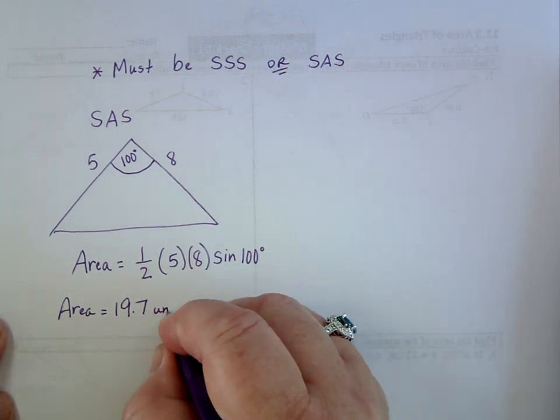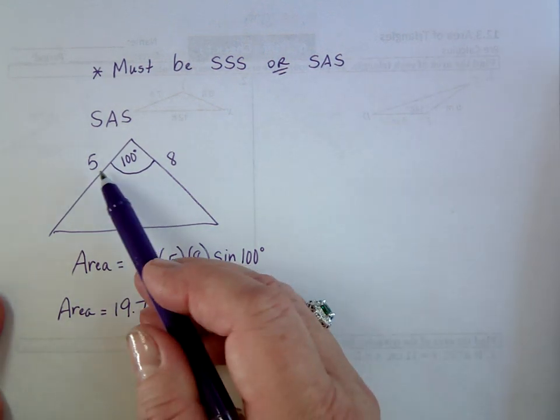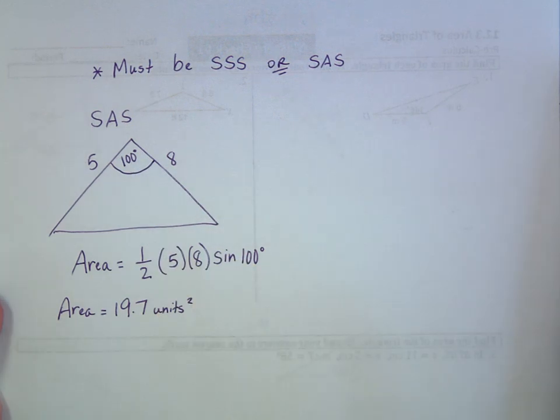Now they didn't tell me units in this, but some of our questions will have that. Remember, any area is going to be the units squared. So there's a side, angle, side situation. Here's your formula. Take the two sides, take half of them, and the sine of the included angle. And that just tells you what the area is.